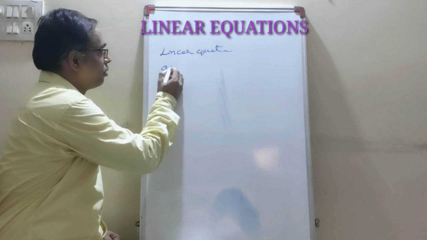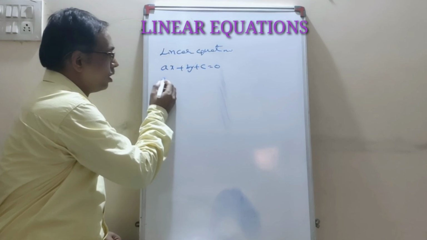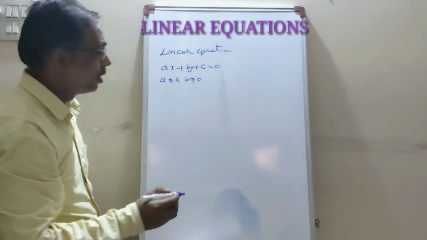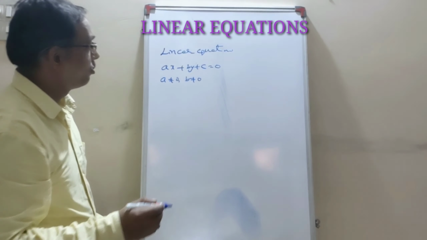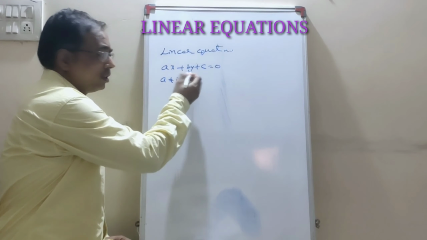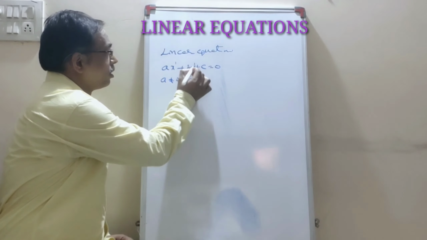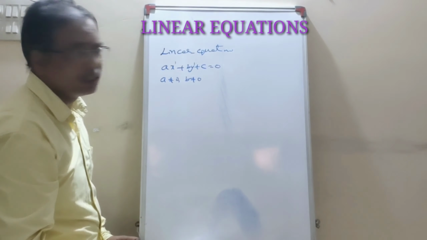The general form is simply ax plus by plus c equal to 0. Here a is not equal to 0 and b is not equal to 0, and a, b and c are real numbers, and this is known as a linear equation. It involves x and y variables, and its powers are only 1. So that's why this type of equations are known as linear equations.